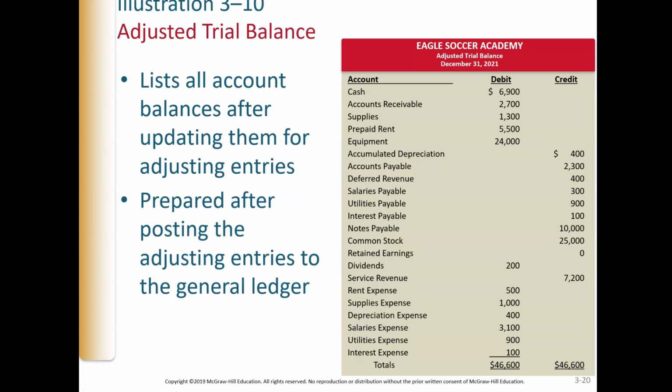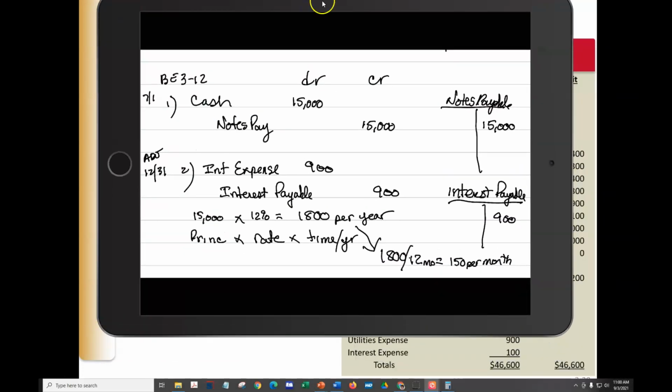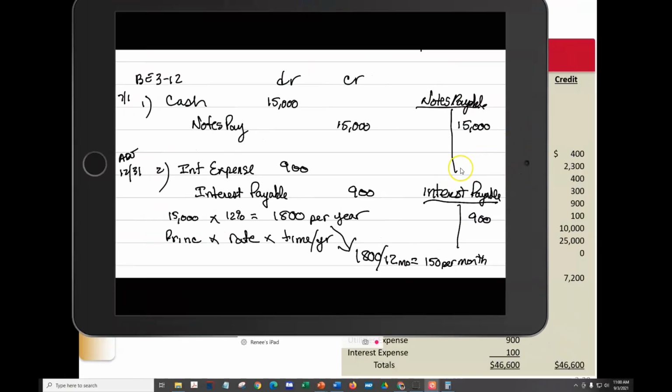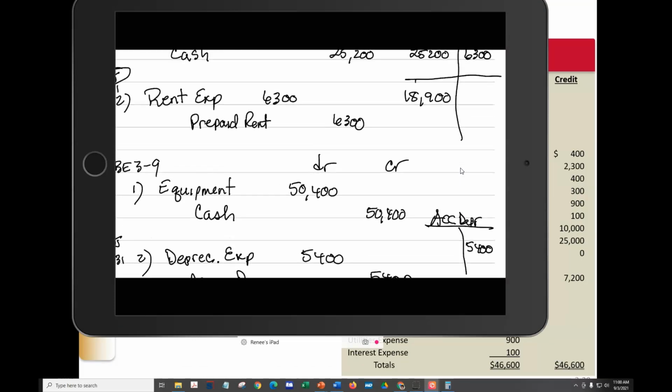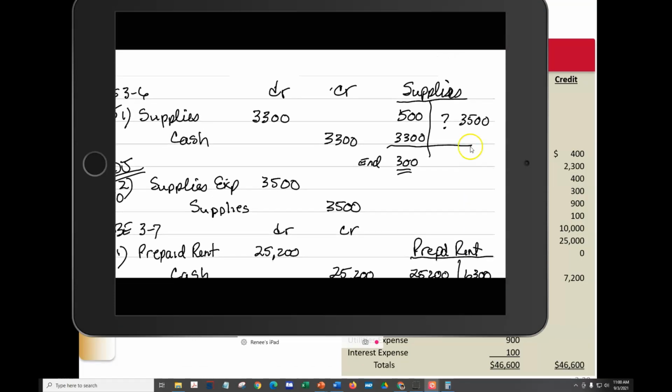So before I look at this, I want to go back and I want to show you something. Let's go back to our first adjusting entry that we did.